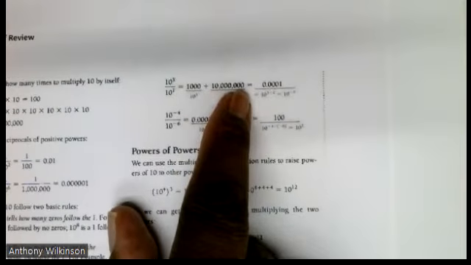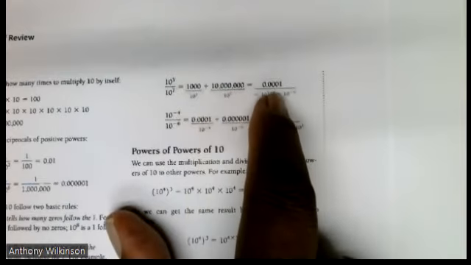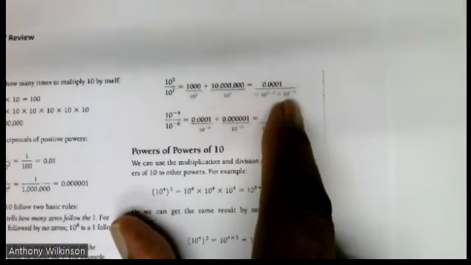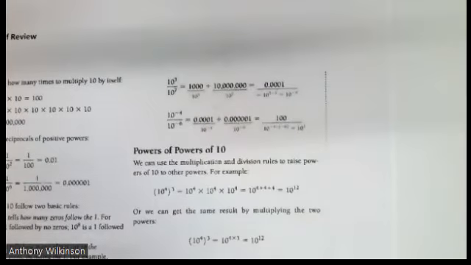Let's see, the other examples are right here. 10 to the third divided by 10 to the seventh. We can still subtract exponents. 10 to the third, that's 1,000, and 10 to the seventh, that's going to be 10 million. Divide 1,000 by 10 million, you'll get 0.0001, or 10 to the negative fourth power. Simply put, bring the 10 over, subtract 3 minus 7, you'll get -4.